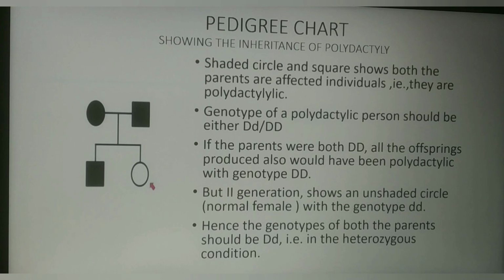If the genotypes of the parents were capital D capital D, then surely all the children they get will exhibit polydactyly. But from this figure, we can see that one of the children, the daughter, is a normal person, whereas the son shows the polydactylic condition. That means both the parents have the genotype in the heterozygous condition. That is, they have capital D small d as their genotypes. So I hope the pedigree chart is clear to you.